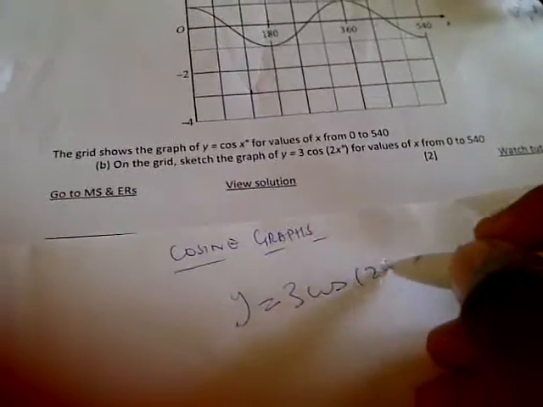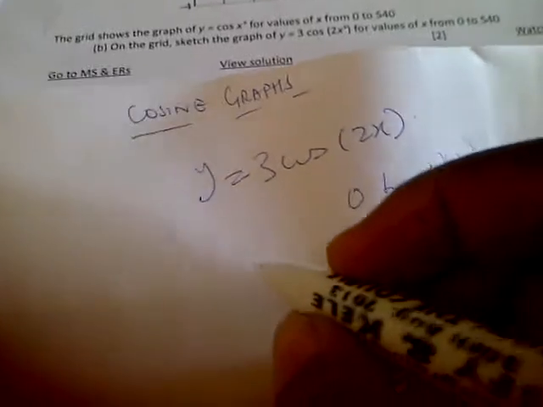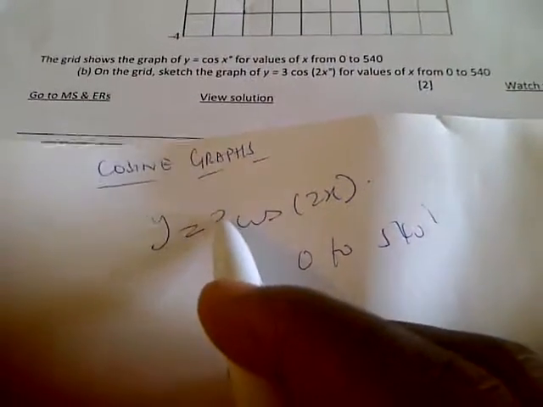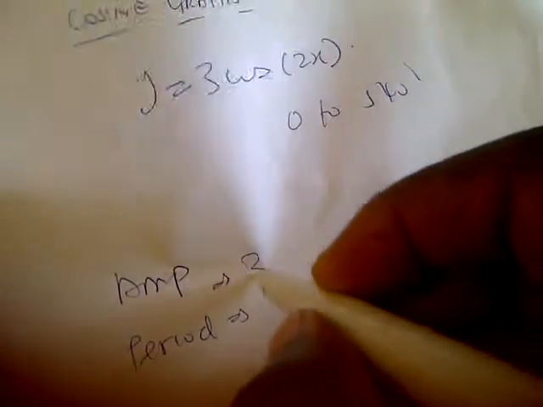Now, but for this one, we're asked to draw the graph of y equal to 3 cos 2x degrees for values from 0 to 540. Okay? Now, first of all, what we're going to do is first find the amplitude and then the period. Now the amplitude is this number before cos. Okay? So amplitude is 3.